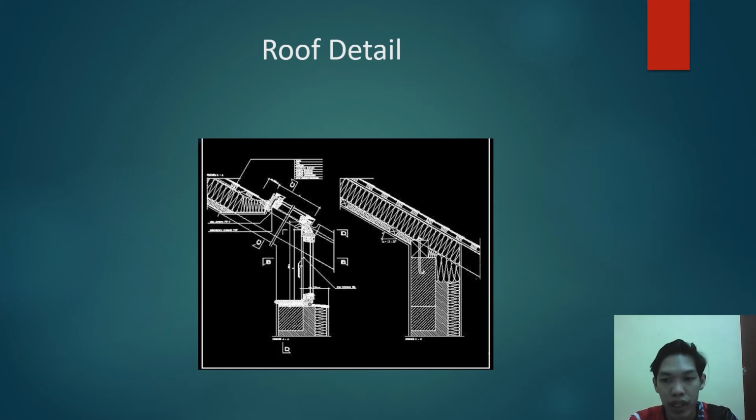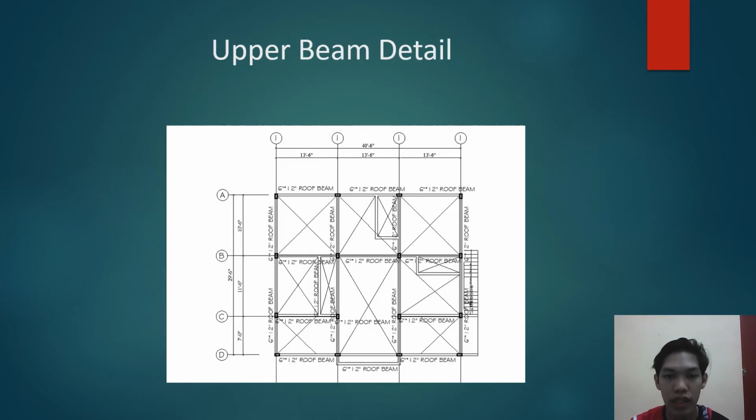So lastly is upper beam detail. This is the design for the upper beam detail that we can see, where we can put the beam. Also, this provides the distance between the beams, so we can know where to put the beam.